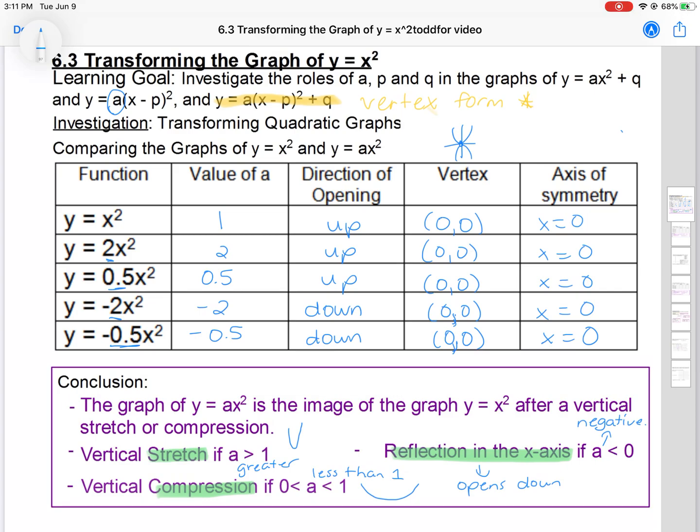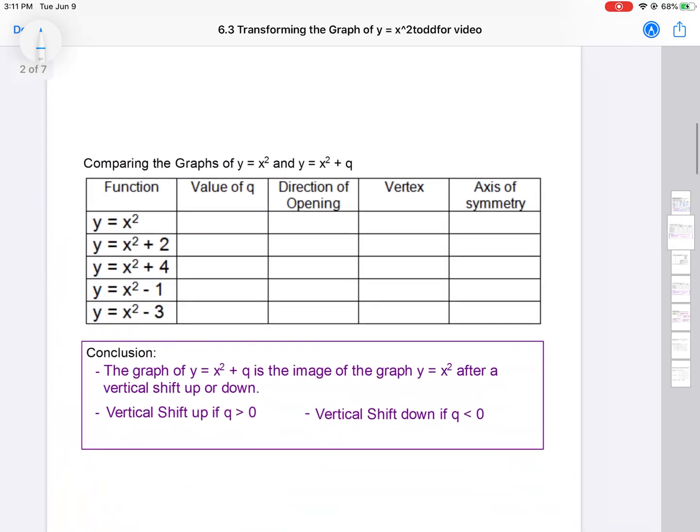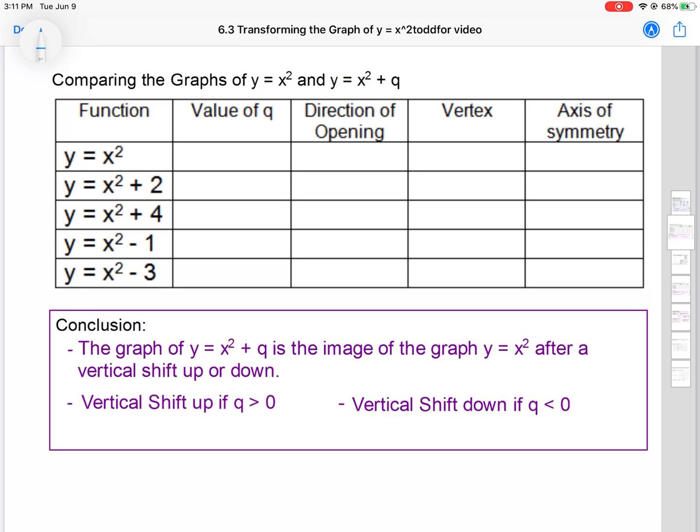All right, then the next shift we did was a positive or negative value that did not have an x term, okay? So when we do vertex form, we're going to call that number the q value. So the value of q, the value at the end. So here it's 0, here it's +2, +4, -1, and -3. So the positive and the negative do matter, right? All of these have a positive a value out front here, so they're all open up.